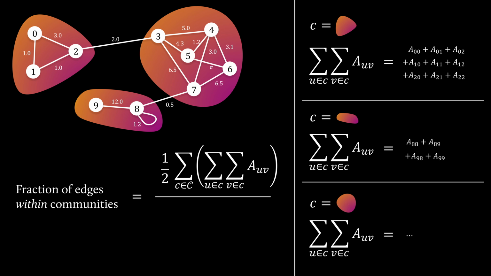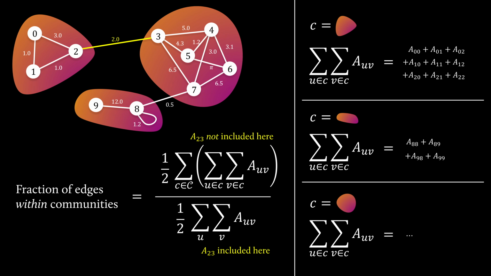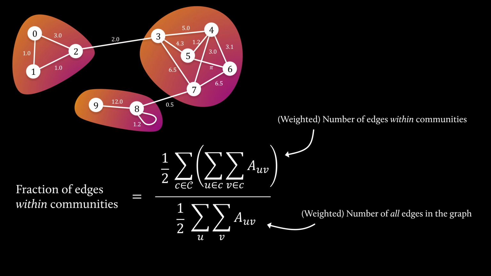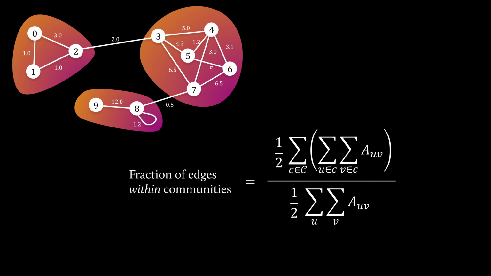Simply divide by the total number of edges in the graph, which we get by summing up all entries of our adjacency matrix. Note how this sum also includes edges that run between communities. For example, the entry A23 only occurs in the sum in the denominator. Put simply, the fraction here is the number of edges within communities divided by the total number of all edges in the graph. Et voilà, our formula.